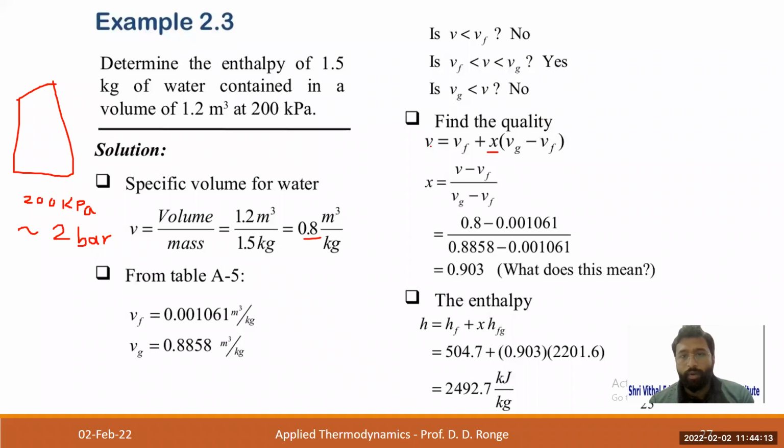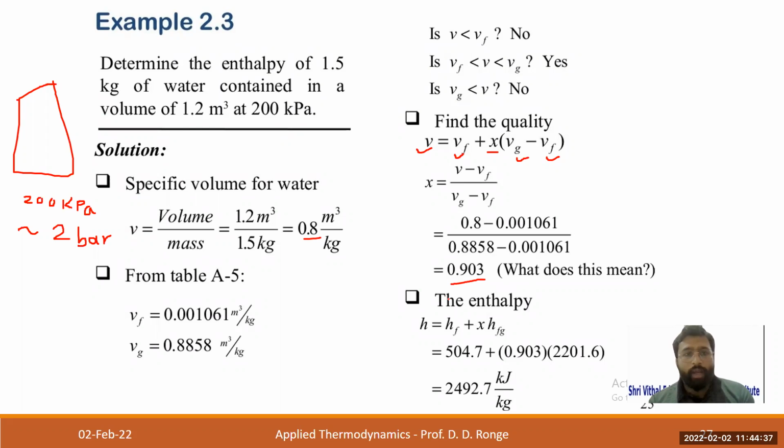So we have to use the formula V is equal to VF plus X into VG minus VF. From the table VG is known, VF is known, right? And we have calculated V, that is 0.8. That is also known. Only unknown is X. X we have calculated here as 0.903, or we can say 90% is the dryness fraction or the quality of the steam.